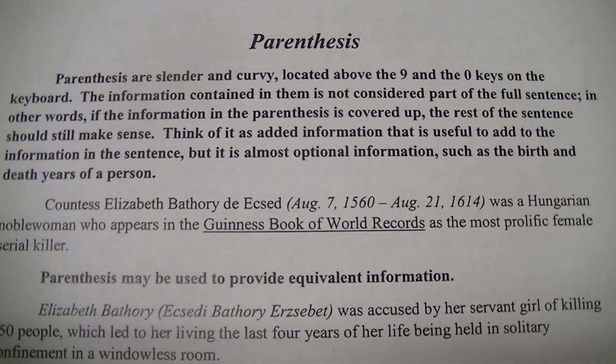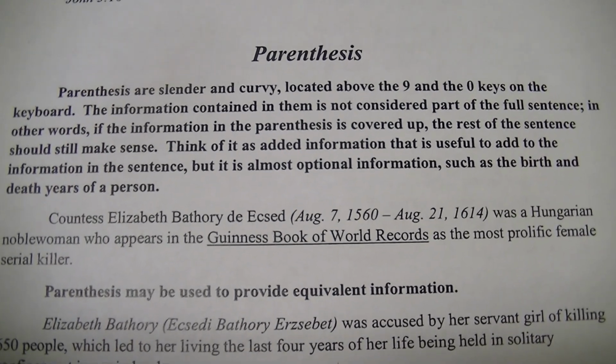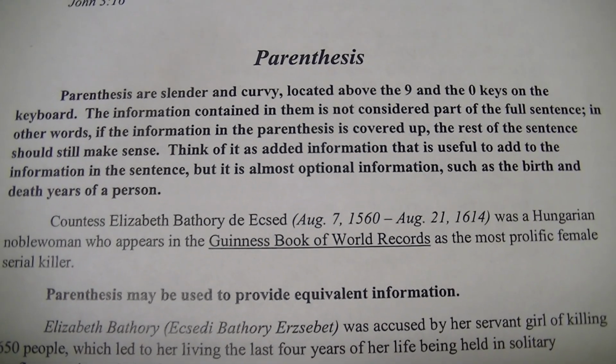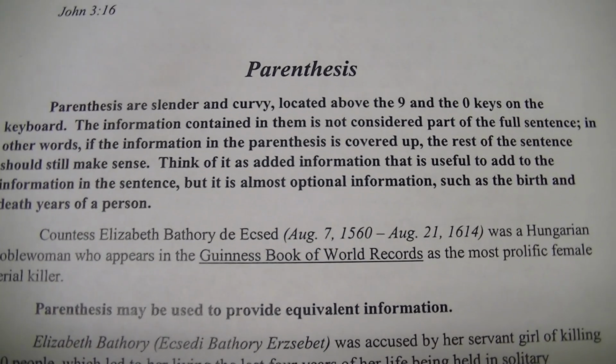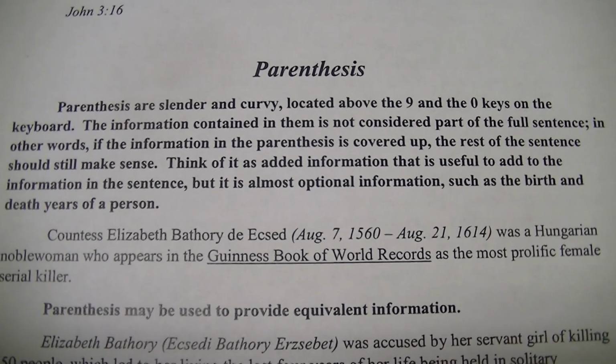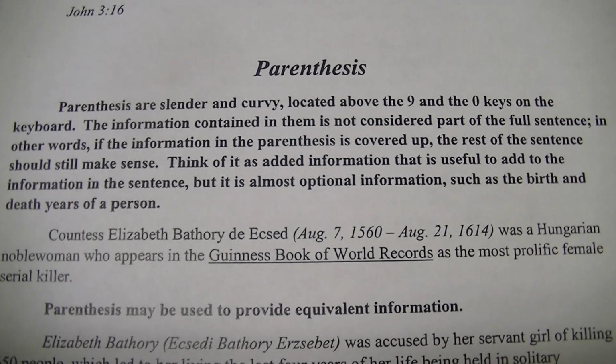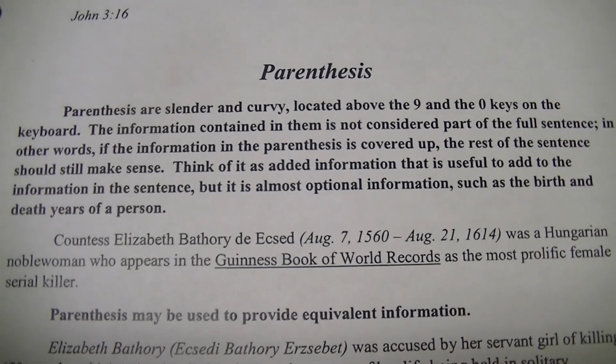Today we're going to go through the parentheses section of that book. Parentheses are those slender and curvy marks. They almost look like little C's, well, big C's, but they're located above the 9 and the 0 keys on your keyboard. So if you shift 9 and shift 0, you can get parentheses, right?